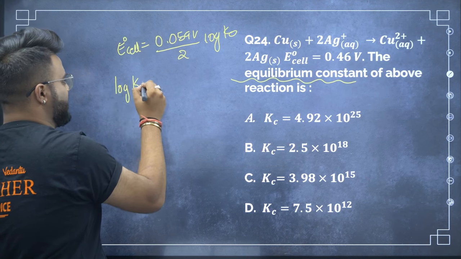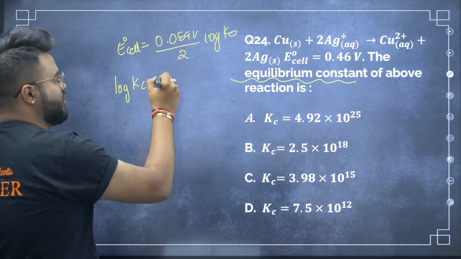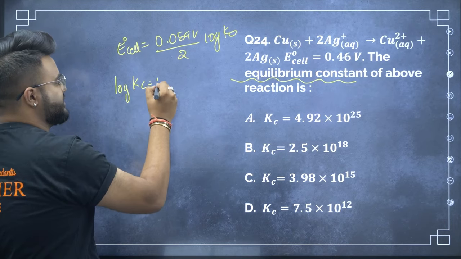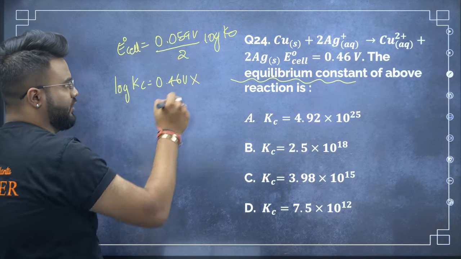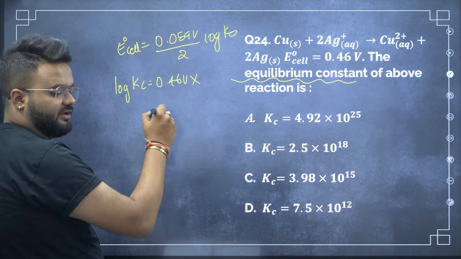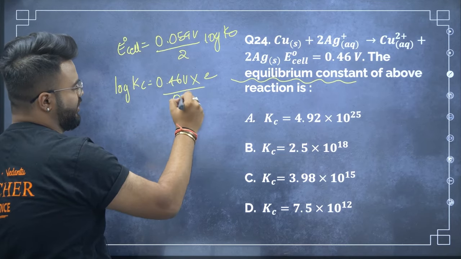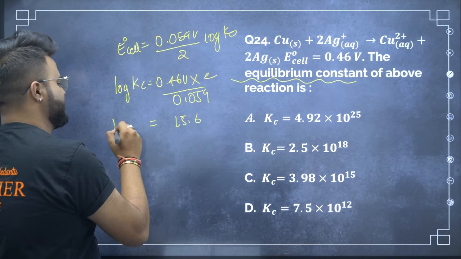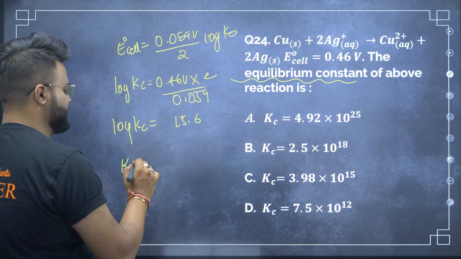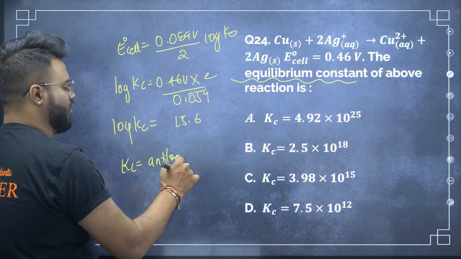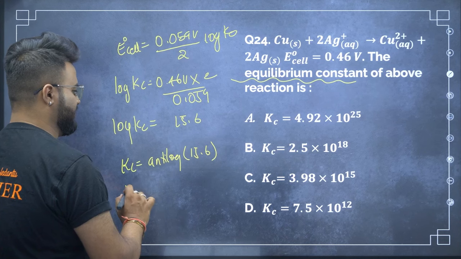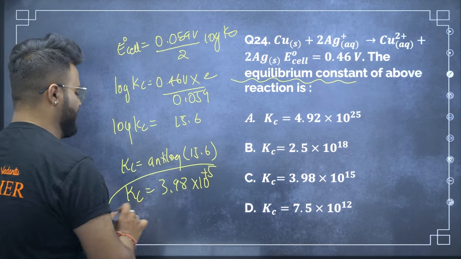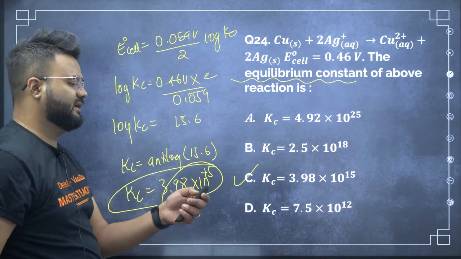Now log Kc is equal to, when I substitute this, cross multiply, what do I get? 0.46 volt into 2 divided by 0.059. Now when I do this, I'll get log Kc as 15.6. Now equilibrium constant Kc is equal to antilog of 15.6, which is Kc equals 3.98 into 10 to the power of 15 will be your answer. Therefore, option C will be your correct answer.